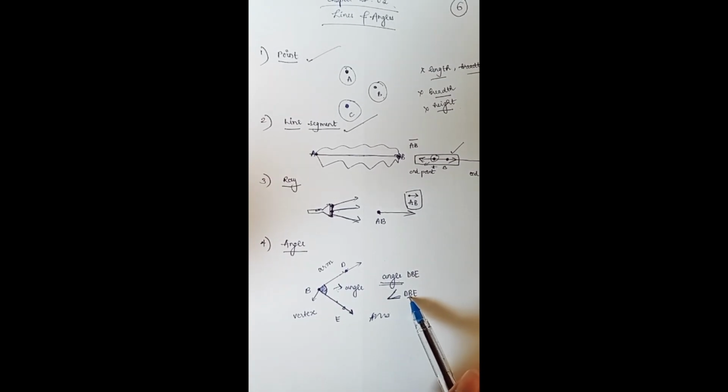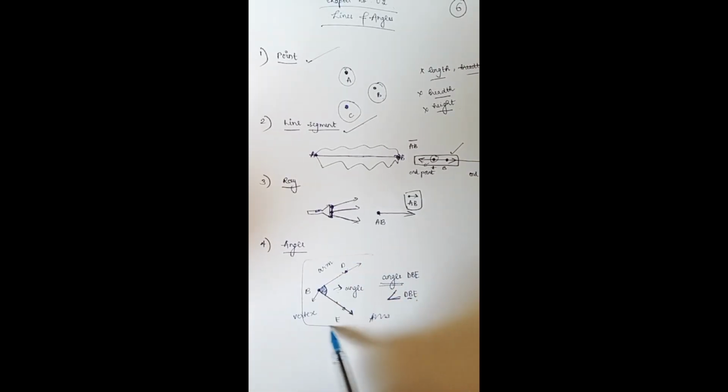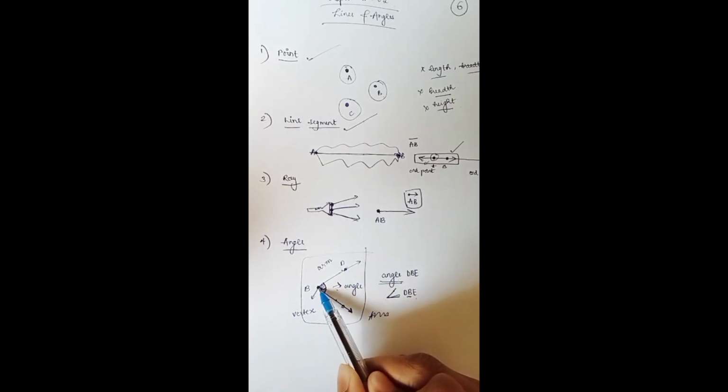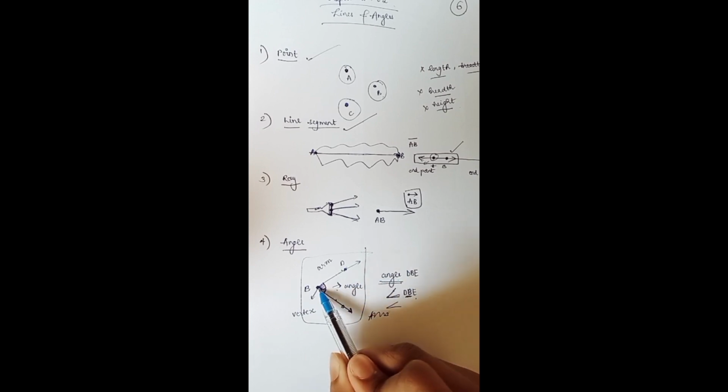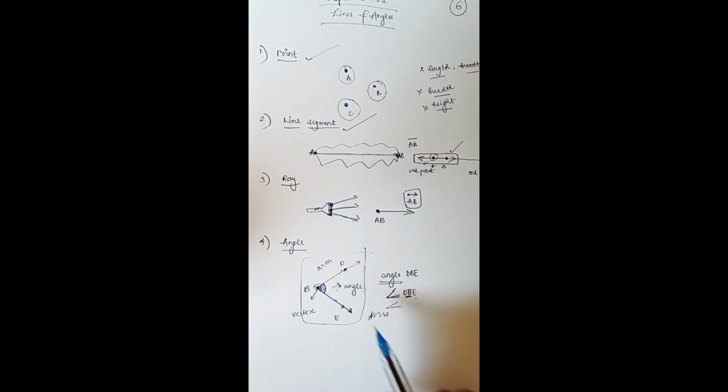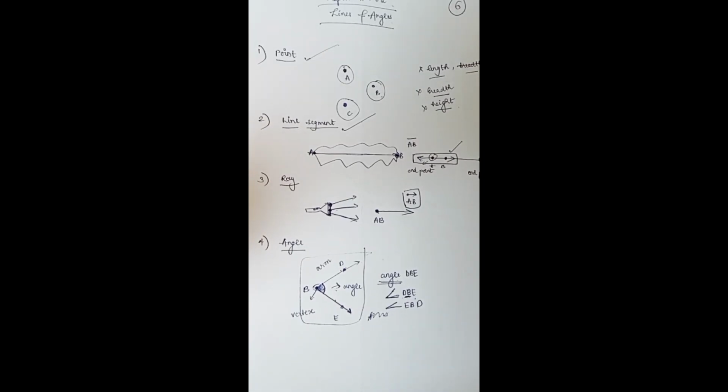Now, how do you know which letter should come in the middle as well as on the sides? Whenever you represent an angle, the point representing the vertex should come in the center. You can see here, B. So if I was taking the reverse order, it will be EBD, because B should always come in the center. So it will be angle EBD.